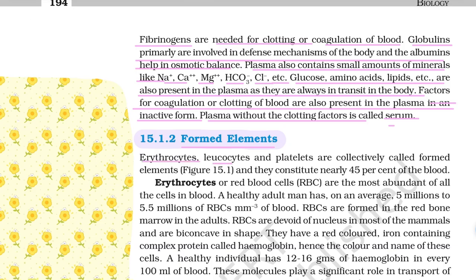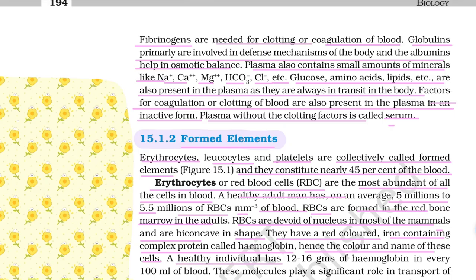Formed elements. Erythrocytes, leukocytes, and platelets are collectively called formed elements, and they constitute nearly 45% of the blood. Erythrocytes, or red blood cells, are the most abundant of all cells in blood. A healthy adult man has on an average 5 to 5.5 million RBCs per cubic millimeter of blood. RBCs are formed in the red bone marrow in adults. RBCs are devoid of nucleus in most mammals and are biconcave in shape. They have a red colored iron containing complex protein called hemoglobin, hence the color and the name of these cells.